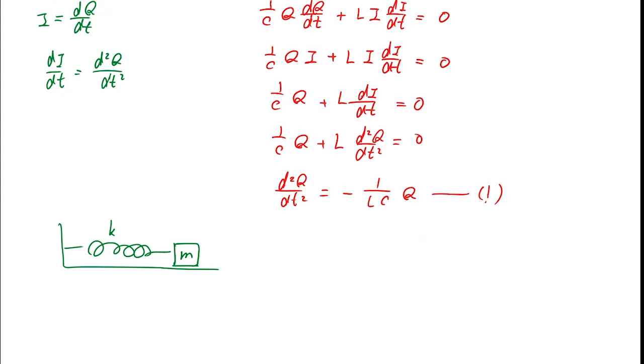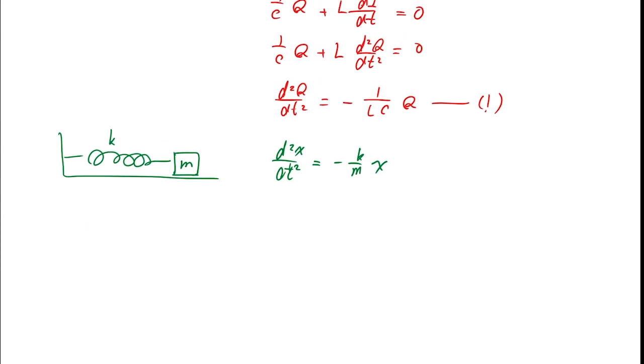Do you remember this differential equation? Simple harmonic motion, and this was negative K over M x. And then the solutions, this was sine and cosine. Okay, fine, let's just do it. So we start with this.